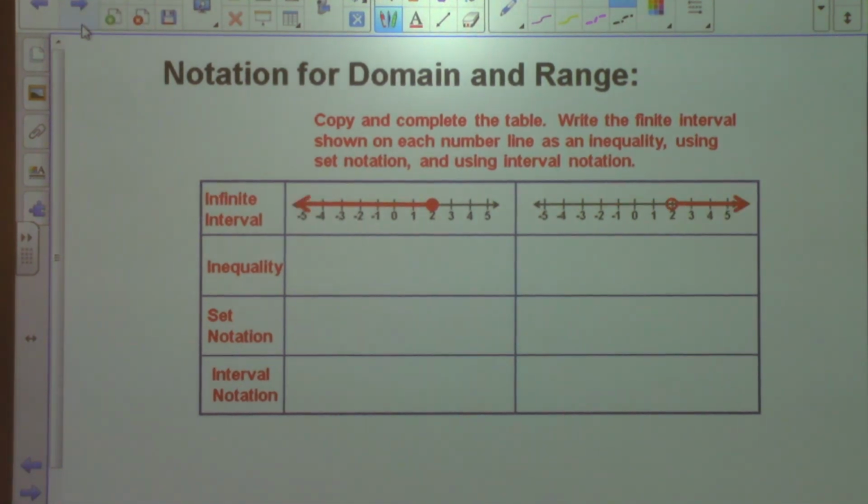Let's go to this one here. What kind of intervals are these? Yeah, infinite intervals. So we'd have our inequality notation. We would have, okay, negative infinity is less than x, which is less than or equal to 2. Now, in set notation, you'll often see an abbreviation of the inequality notation.